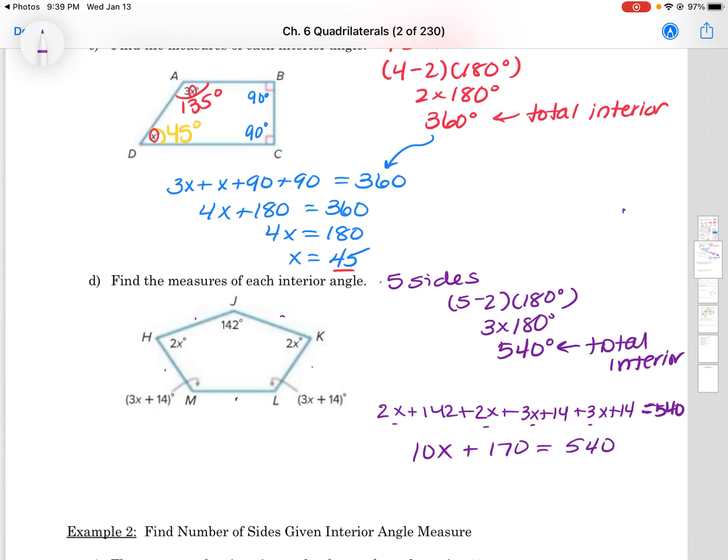We're going to subtract 170 from both sides. So we're going to get that 10x is equal to 370. And when we divide by 10, we're going to get 37 for our x.